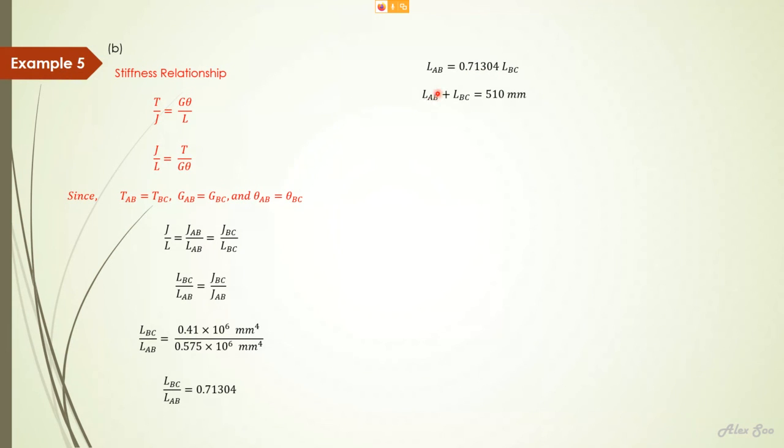0.71304 LBC into this, so that you have only one unknown, that is LBC. You add it up, so it becomes 1.713. Bring this whole thing over, so you have 510 divided by 1.713. So the LBC you found is 297 mm. That means the length of section BC is 297 mm, and for section AB, 213 millimeter.